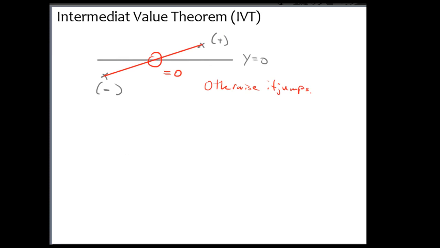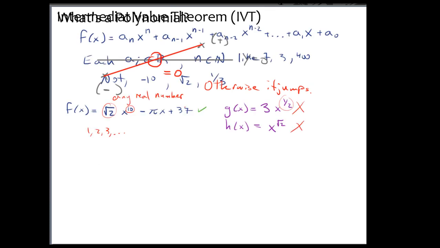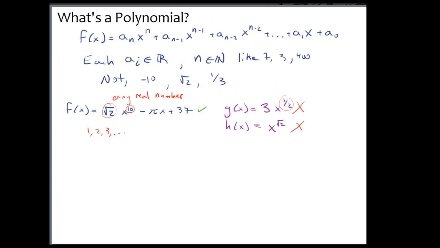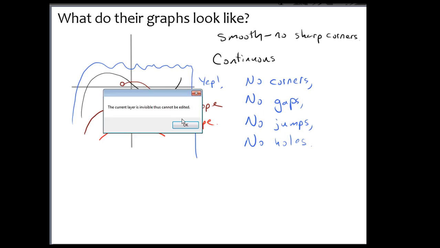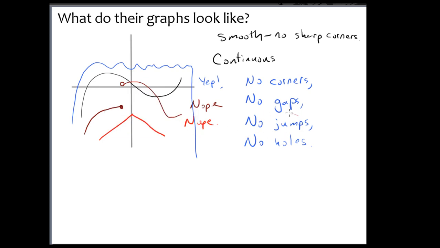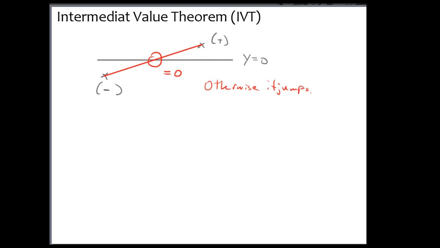And remember what we said? Way back when we were talking about what polynomials are and what their graphs look like, we said, no jumps. So if we've got a polynomial, if we've got something continuous, it's got to follow the intermediate value theorem.